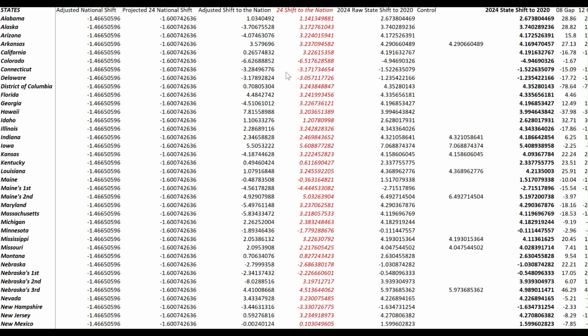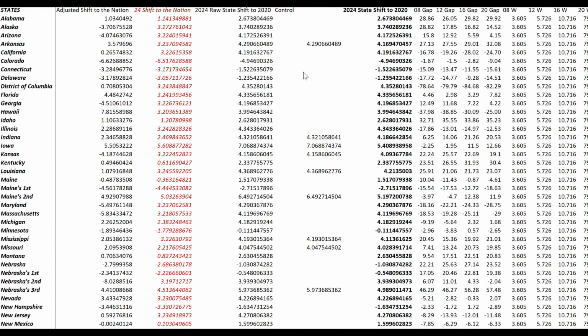All right, so the question is really, for example, the state of Alabama. If the nation is going to shift a certain amount of points to the right, and it most certainly will in 2024, how is the state going to shift compared to the nation? So we need, again, to understand how it voted compared to the nation. For example, we came up with a solution that the state of Alabama is going to shift, for example, 1.14 points to the right of the nation in 2024. In the state of Arizona, for example, we have a 3.2 shift to the nation.